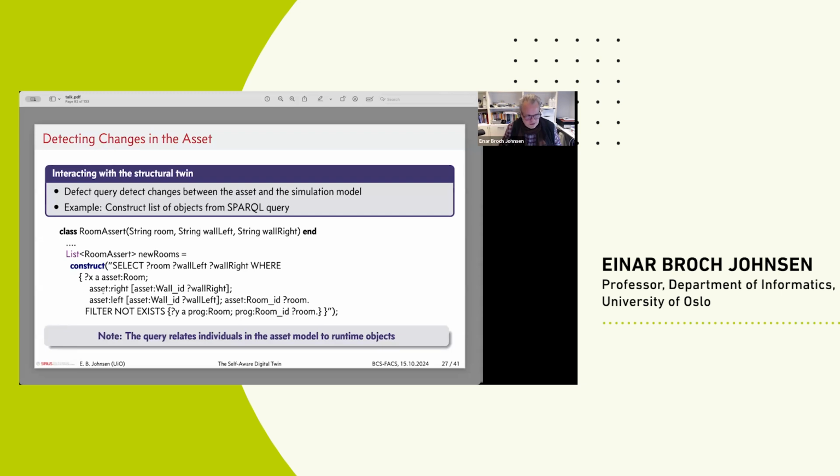space of the domain, the asset here, and we have the program here, and we are going to filter away all the rooms which we already know about. So this is the kind of defect queries that we can work with. Now we are getting a room here. We will have a room which is not in the current configuration of the digital twin, which means we need to now check what kind of room it is, what kind of simulator it should use, and where it should be inserted into the structure.